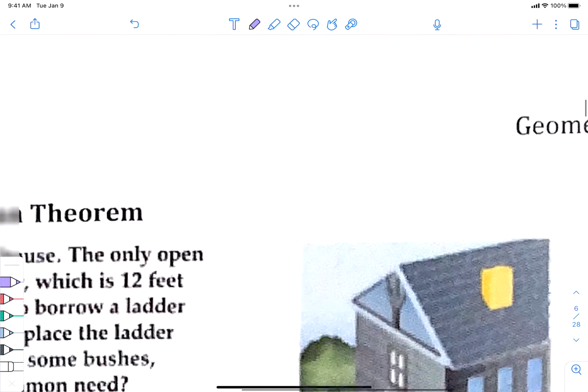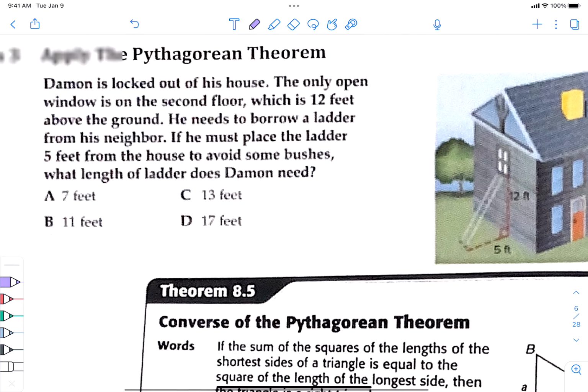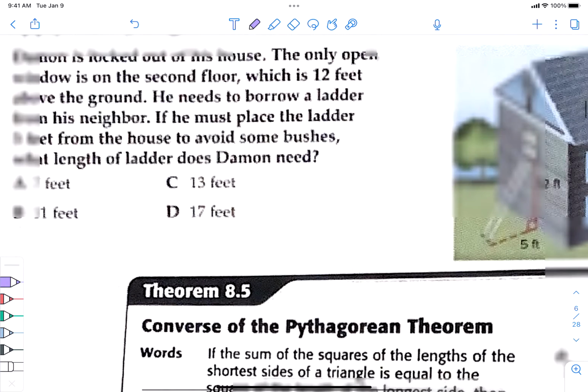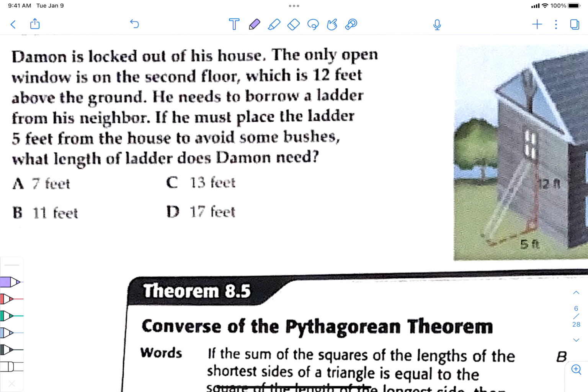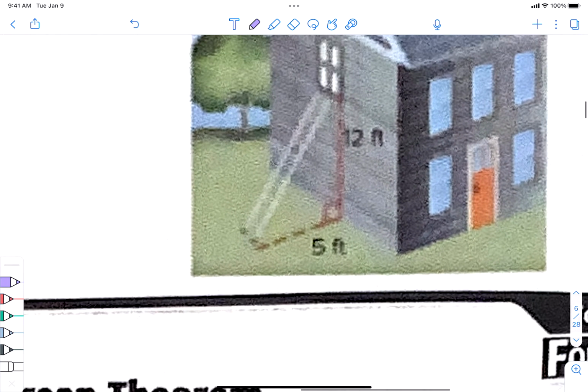All right, let's go to the backside. Oh, man, look at this. Damon is locked out of the house. The only open window is on the second floor, which is 12 feet above the ground. He needs to borrow a ladder from his neighbor, and he must place the ladder 5 feet from the house to avoid some bushes. What is the length of the ladder that Damon needs? Check out the diagram. Do you remember your stuff?